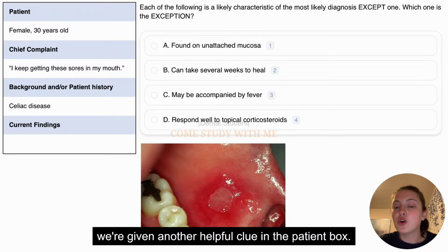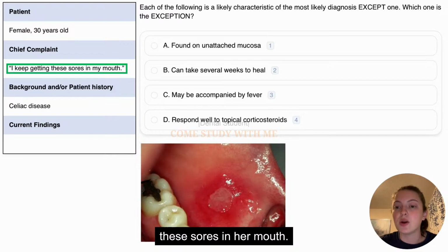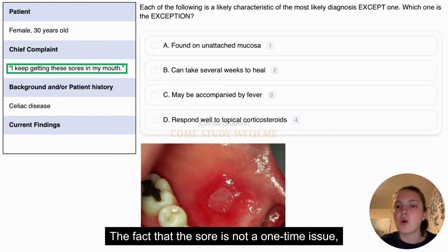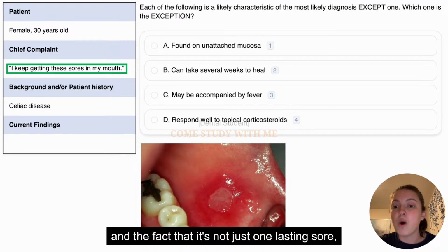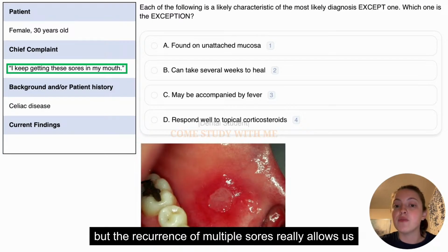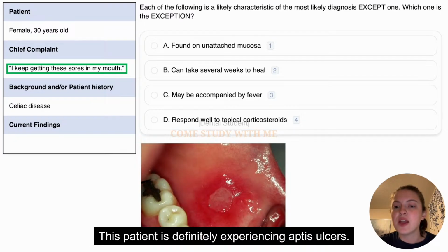Just based on this presentation, we should be able to make our diagnosis, but in case we can't, we're given another helpful clue in the patient box: the fact that this patient keeps getting these sores in her mouth. The fact that this sore is not a one-time issue, but is instead a recurring problem, and the fact that it's not just one lasting sore, but the reoccurrence of multiple sores, really allows us to finalize our diagnosis. This patient is definitely experiencing aphthous ulcers.